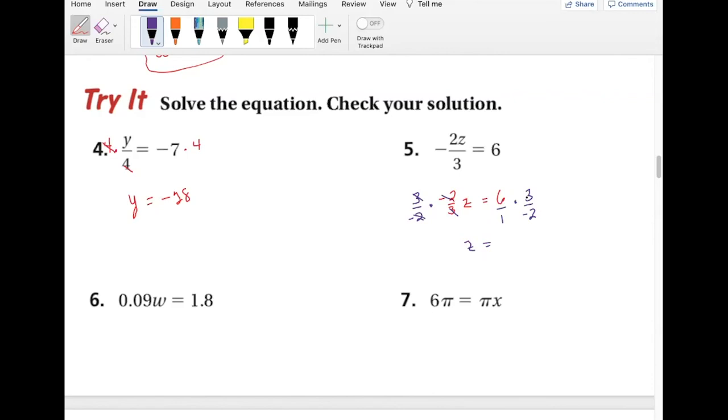So 6 times 3, and then 1 times -2. Now this one is improper, however, I can simplify it a little more. 18 divided by -2. So I can say z is equal to -9.